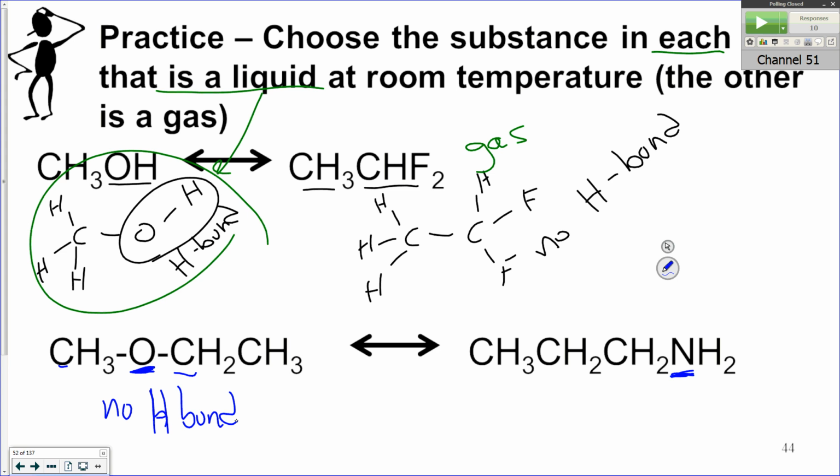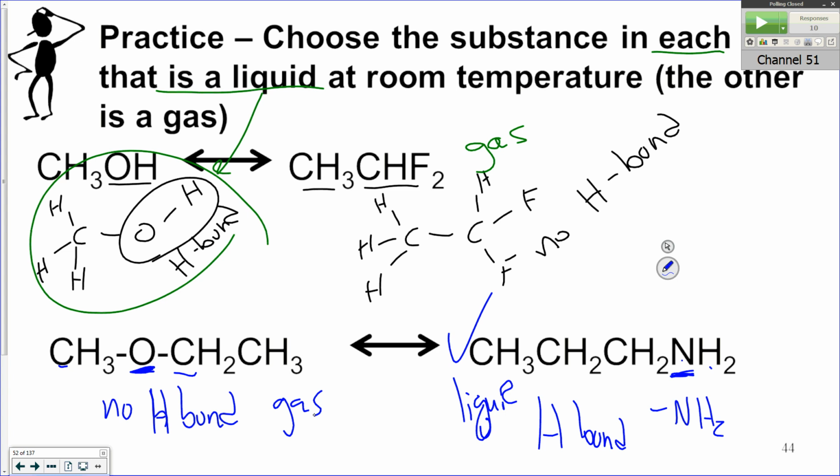And if I look over to this one, the hydrogens are terminal, connected to the nitrogen, so that would be an NH2 group. So this one can H bond. So this is the one that's a liquid at room temperature. The other one's going to be a gas at room temperature. So we not only have to look for the presence of that oxygen, nitrogen, or fluorine, but is it actually connected to the hydrogen? Any question on that? Make sense?